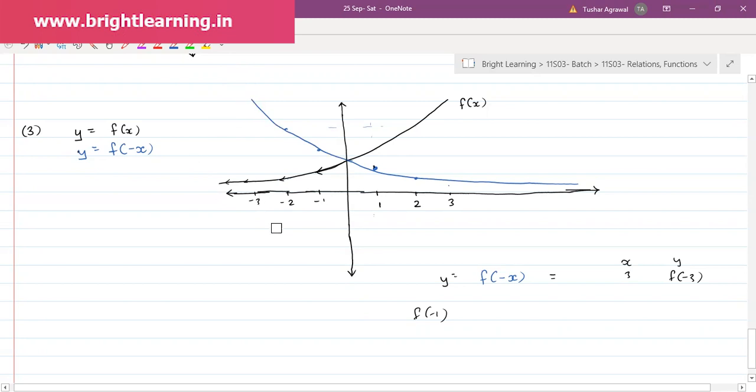Do you agree with me? Is this clear, how the graph is coming symmetrical, a mirror image about the y-axis, f of x and f of minus x? Pujita, Dhananjay, clear? Yes, sir. So the graphs of f of x and f of minus x are mirror images about the y-axis.